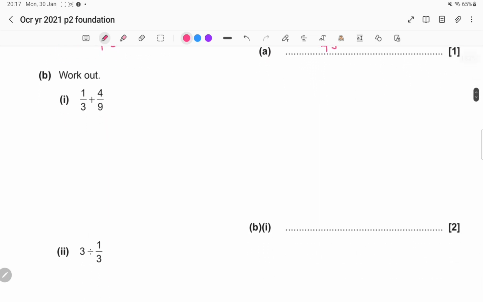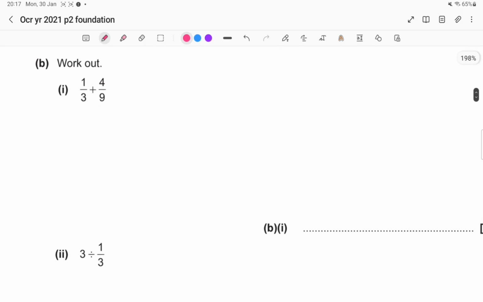7b, work out 1/3 added to 4 over 9, simple fractions. To be able to work out fractions, you know that denominators should be the same. Over here, they are different. I know 3 multiplied by 3 will give me 9, or the LCM of 3 and 9 is 9. So I can just turn this 1/3 into the denominator 9.